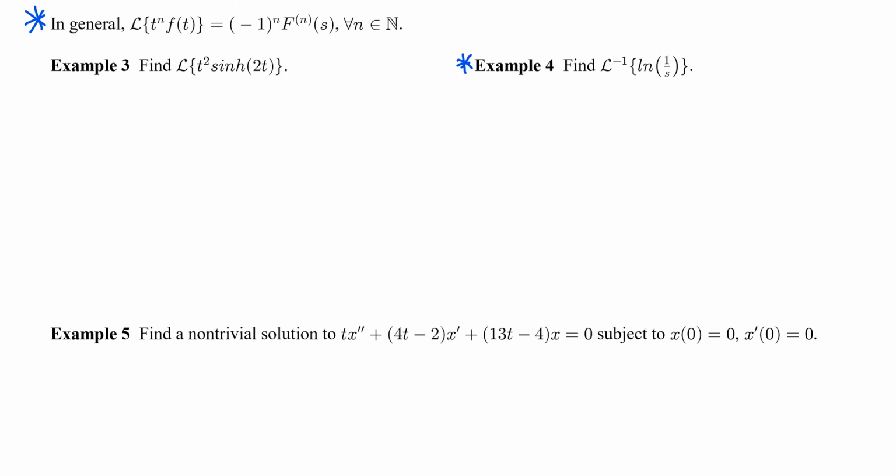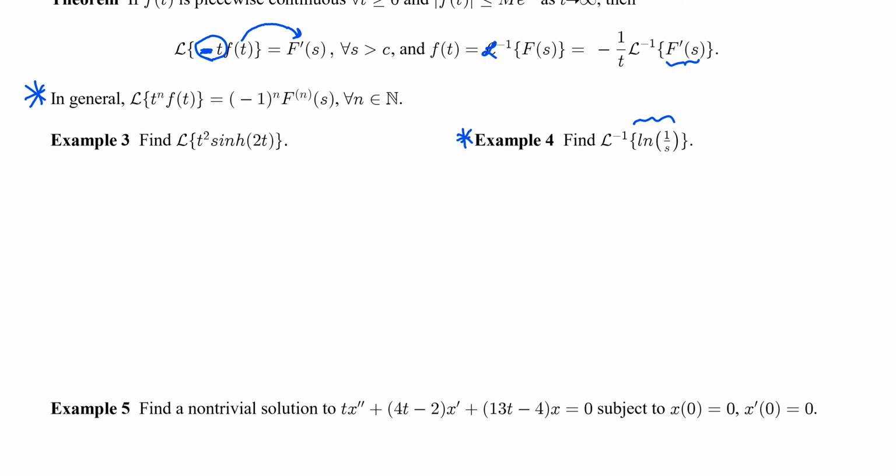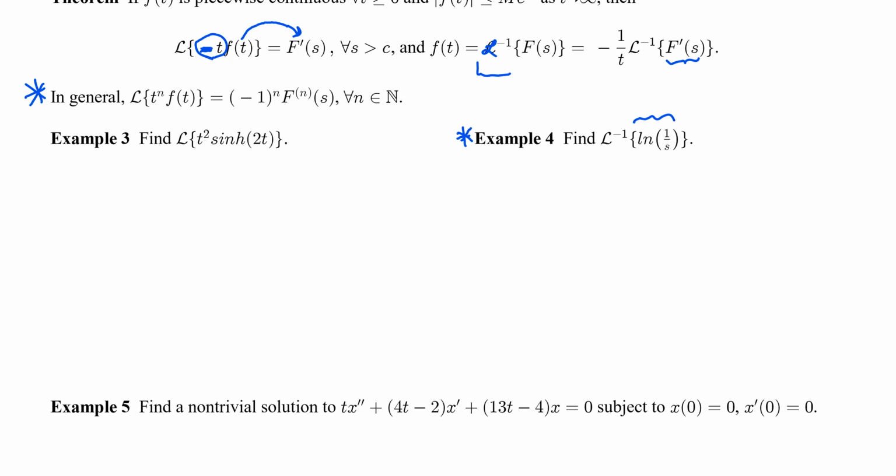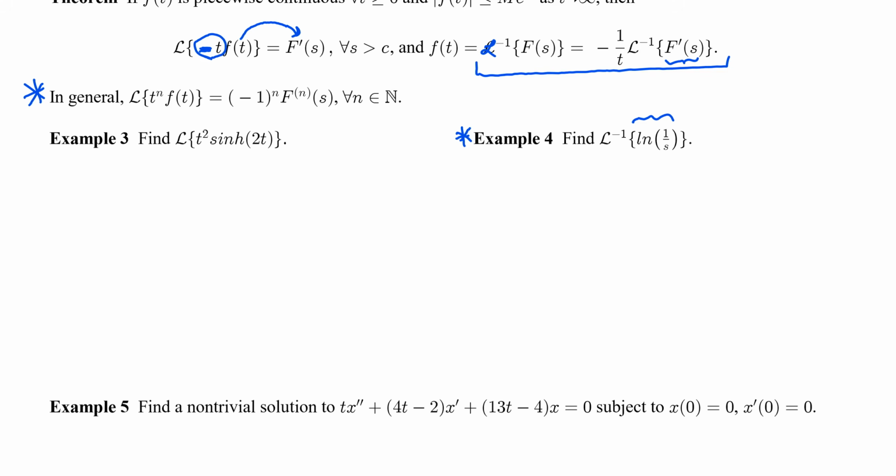As I mentioned before, natural log of a function of s does not appear anywhere on the table of Laplace transforms and inverse Laplace transforms. But because we know that the derivative of the transcendental natural log function is algebraic, we are going to make use of that to find the inverse transform. So the inverse Laplace transform of some function of s, like what we have here, is -1 over t times the inverse Laplace transform of its derivative. Let's write all that down.